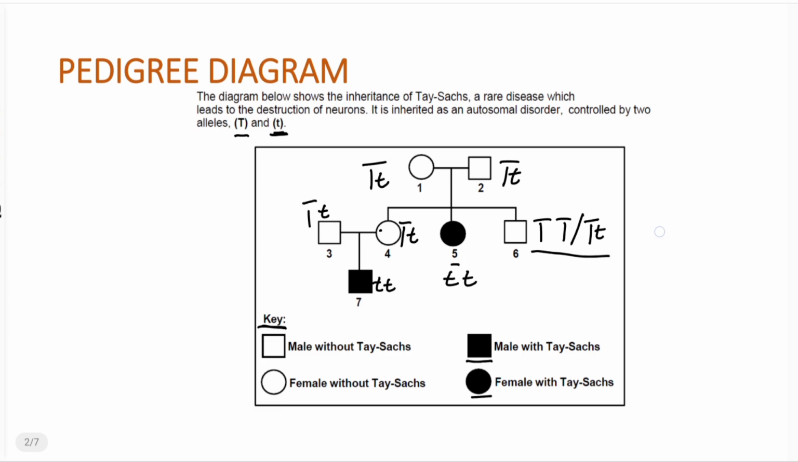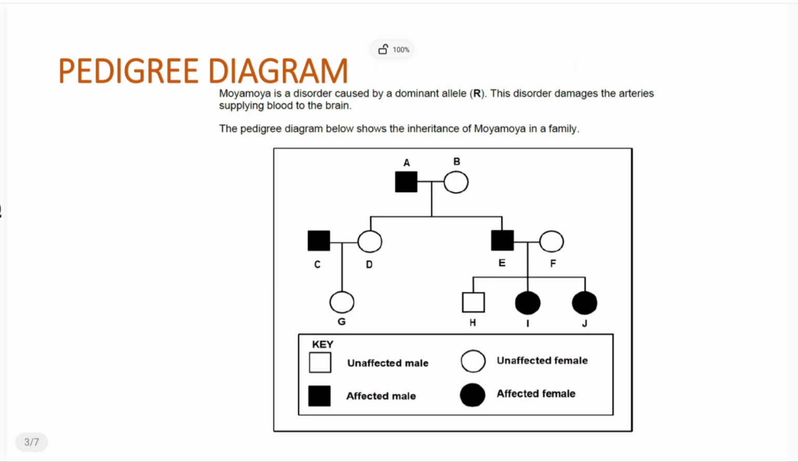Let's do another example. So this example focuses on moyamoya. Moyamoya is a disorder caused by a dominant allele, capital letter R, okay? This disorder damages the arteries supplying blood to the brain. The pedigree diagram below shows the inheritance of moyamoya in a family. Before we try the pedigree diagram in itself, let's look at the key: a white box, unaffected male; black box, affected male; white circle, unaffected female; black circle, affected female, right?